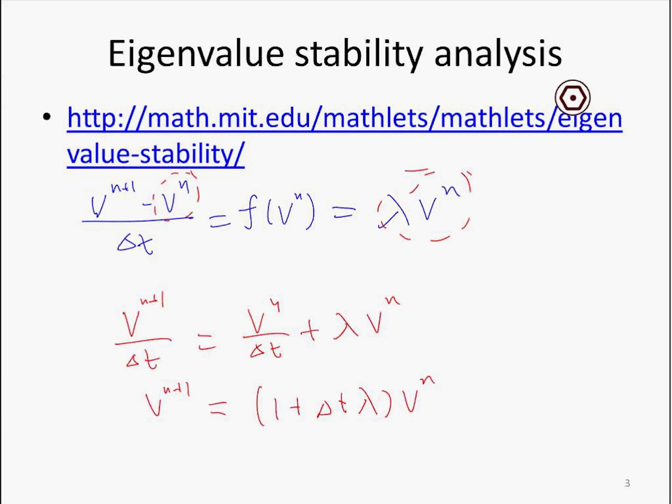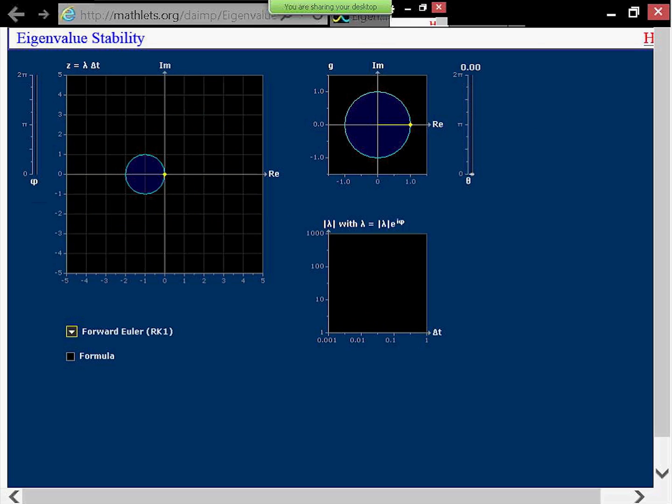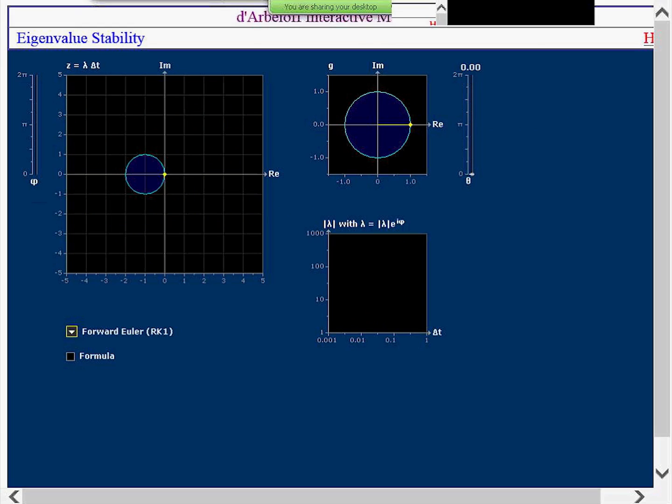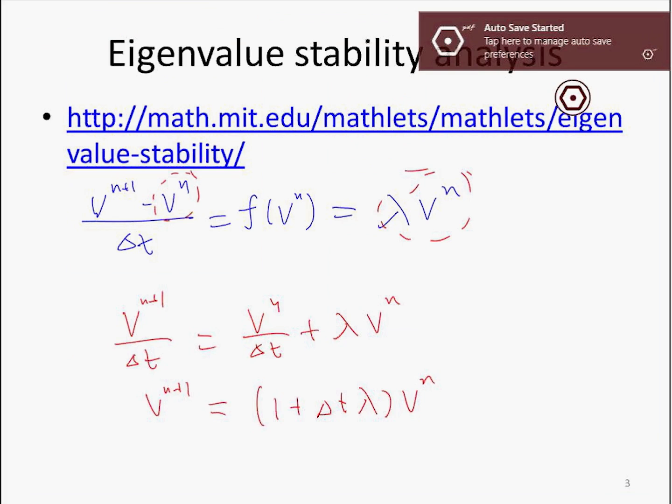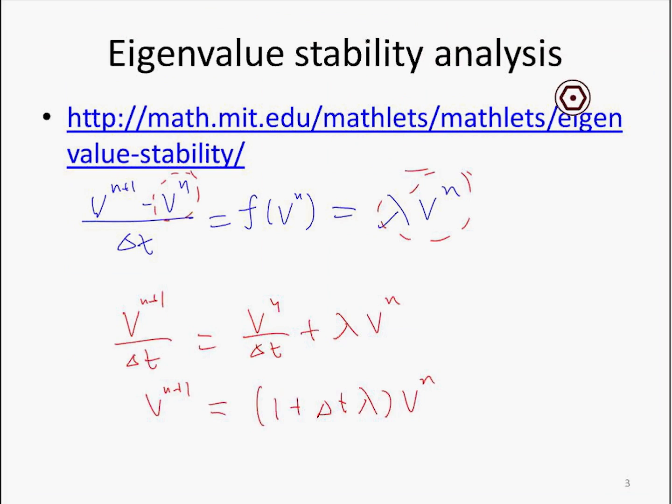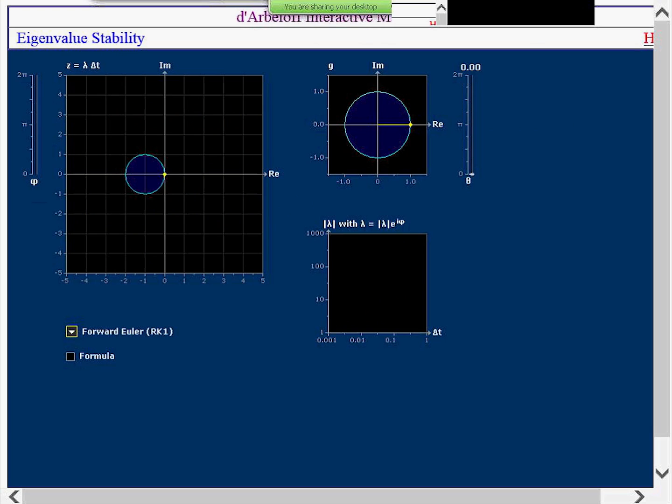What if lambda delta t is less than minus 2? We get an oscillatory growing solution, right? Because 1 plus delta t lambda would be less than minus 1. And in the next iteration, I'm going to get a solution of the opposite sign, but larger than what it is at the nth time step. That is why forward Euler is unstable when we have a lambda delta t less than minus 2. Same thing happens when lambda is imaginary and 1 plus delta t lambda has a modulus greater than 1. That means we are outside this circle, we are unstable.